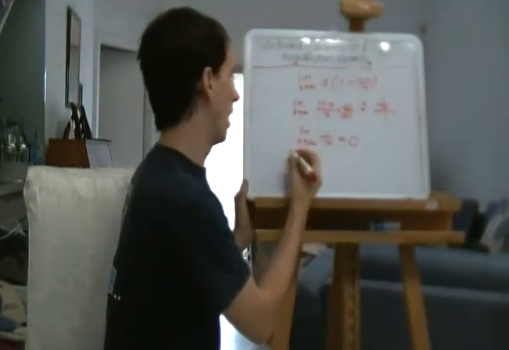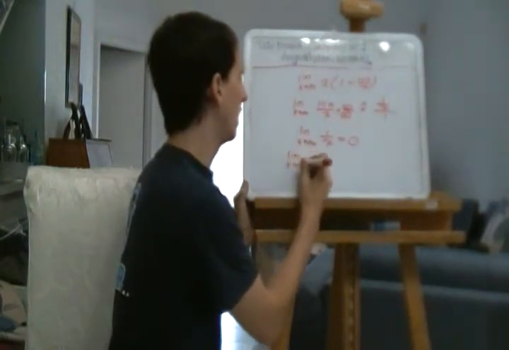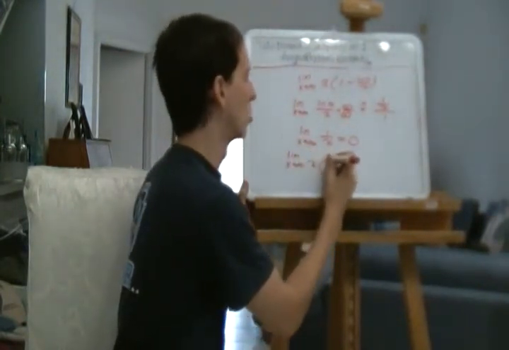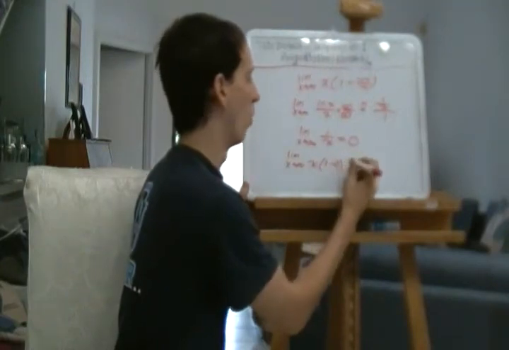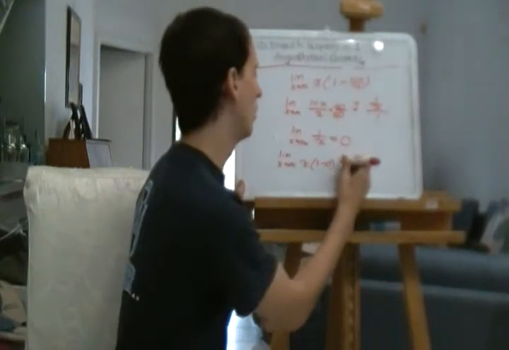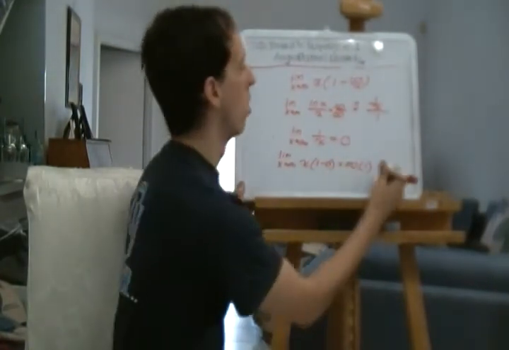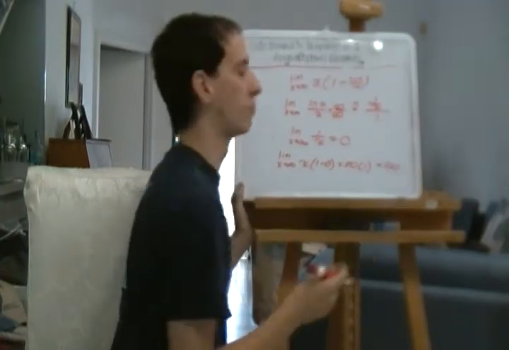So, let's go ahead and see what we've got now. The limit as x approaches infinity of x times 1 minus 0. Well, that's very simple, because if x is infinity, we then have infinity times 1, which is just infinity.